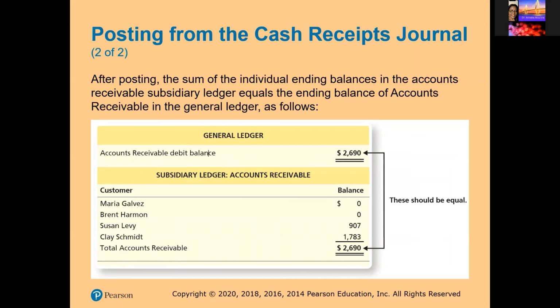After posting, the sum of the individual ending balances in the accounts receivable subsidiary ledger equals the ending balance of the accounts receivable in the general ledger. And here you see the accounts receivable debit balance, the $2,690, is equal to the subsidiary ledger accounts receivable account.